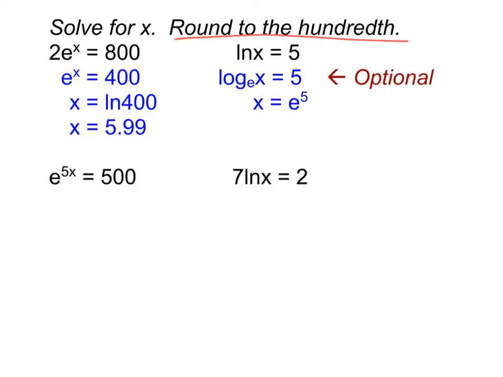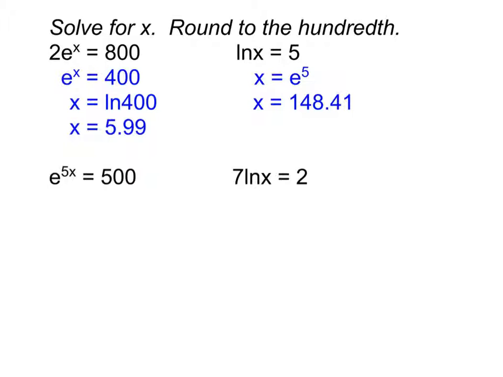So you break out your calculator. You do the calculation just like we were doing the last couple days. We do e to the power of 5. You should get an answer of about 148.41.